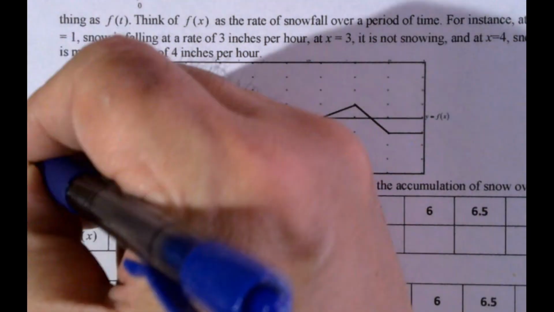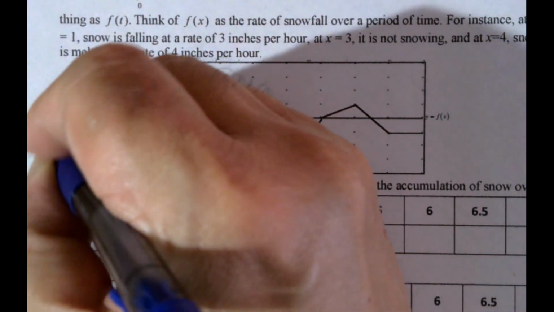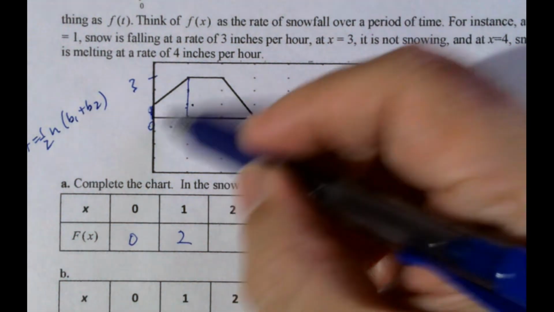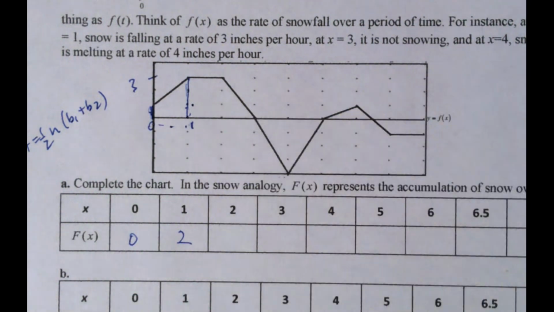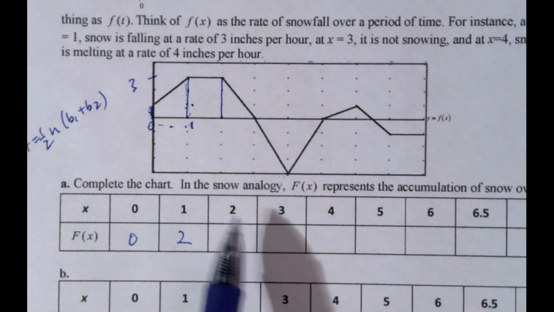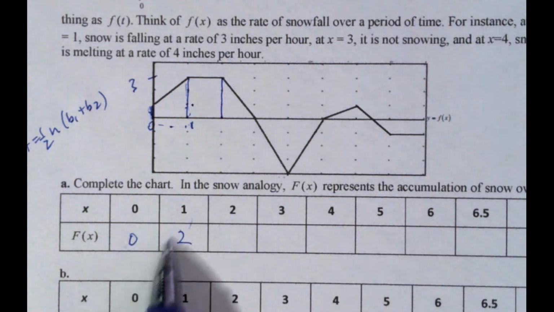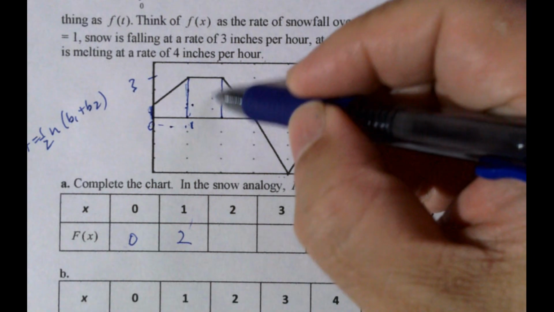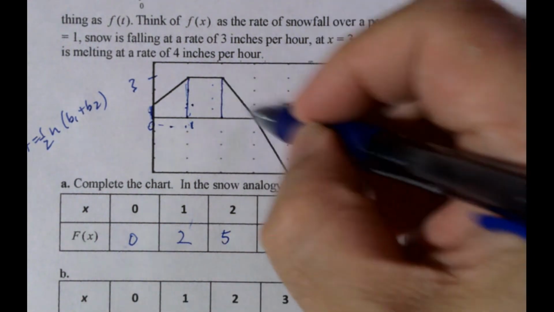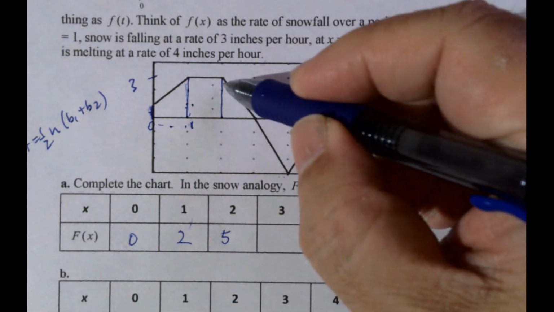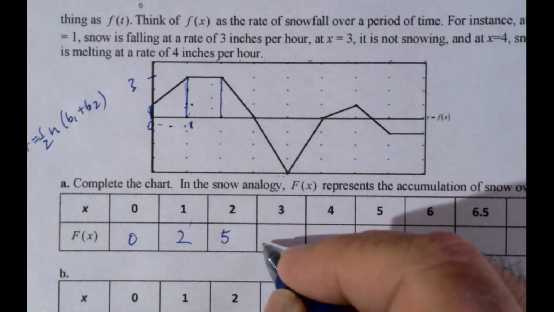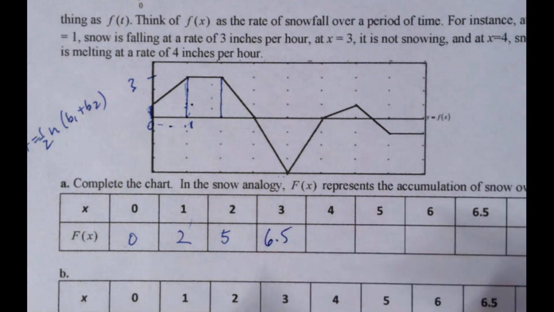Remember, area of a trapezoid is 1/2 the height times the sum of the two bases, right? My two bases were 1 and 3. My height was 1. So for 2, you include what you had before, which is 2, and then you add 1, 2, 3 more. So that's 5. And then the 3, what is this area? This is 3 high and 1 wide, so it's 3 halves, so 6.5. Right? Remember, I'm adding the previous values.